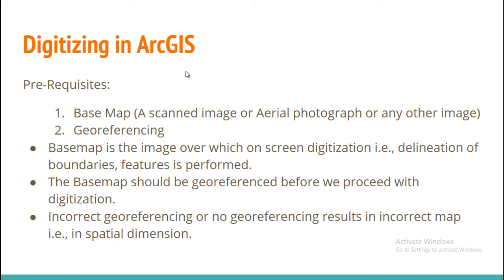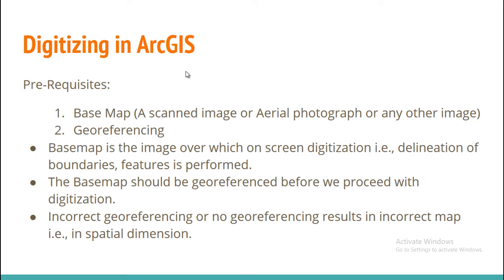Now moving on to digitization in ArcGIS, there are certain prerequisites which you have to complete before performing digitization in ArcGIS. First, we require a base map from which we are going to prepare a digitized map. The base map can be any scanned image or aerial photograph or any other image. The next prerequisite is georeferencing. We have to perform georeferencing before we start digitization. Incorrect georeferencing or no georeferencing leads to producing a map which is incorrect in spatial dimension.